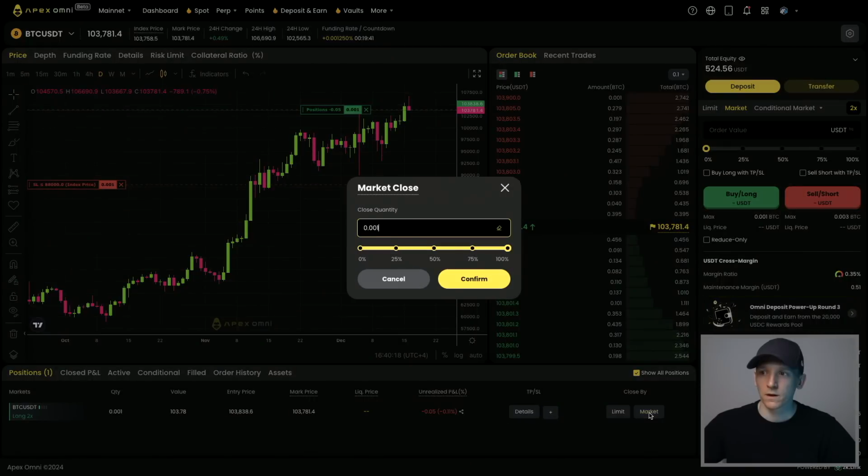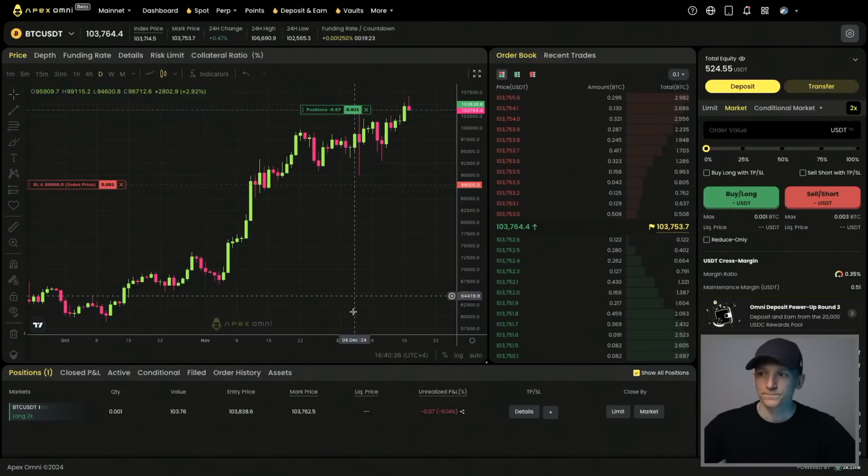So you can close by market and you can close an amount. So if you do want to take profits as the price moves up, right, and you think, this is a good time to close this part of the trade out, you can do that, but you don't have to close the whole thing. You can close 50%, 25%, right, press confirm, and that will close out a portion of the order for you.